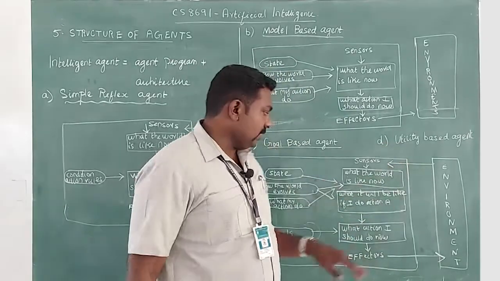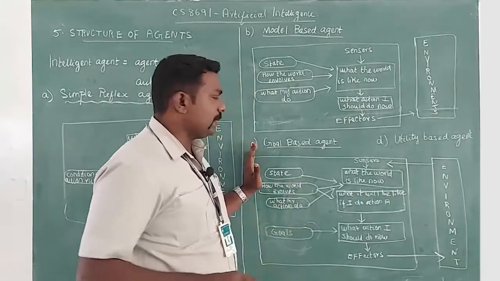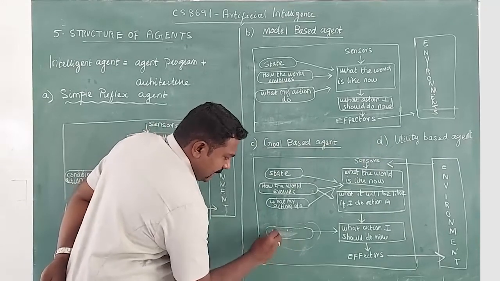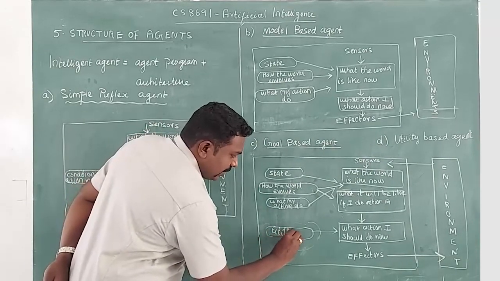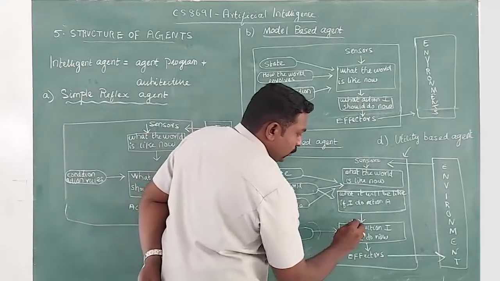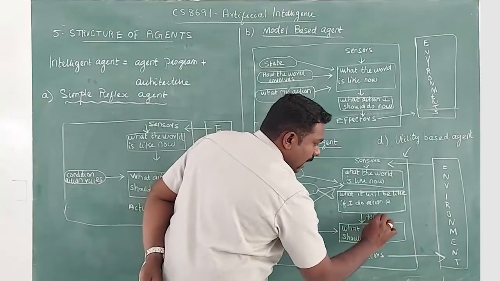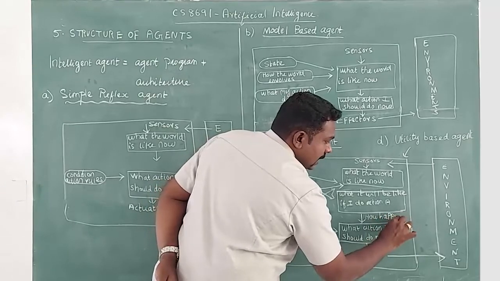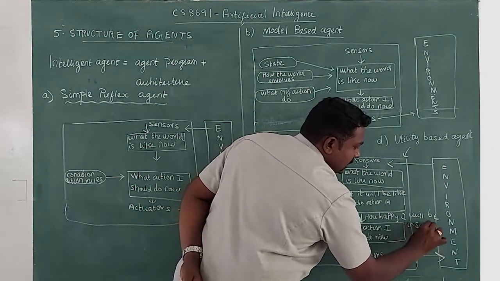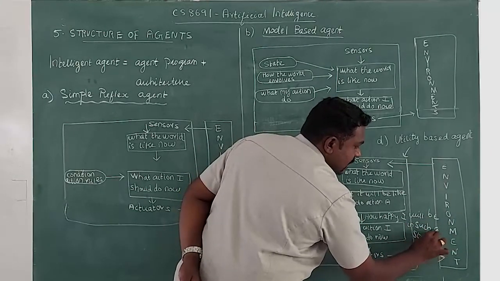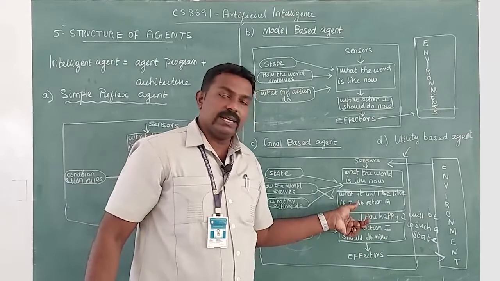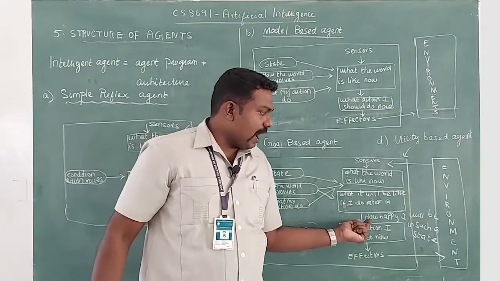The last one is the utility based agent. If you see, there is only a small change from the goal based agent. For the utility based agent, instead of goal, you must replace it with utility, and here you must add one more state: how happy I will be in such a state. So you have to add a rectangle here, and you must add the text like how happy I will be in such a state.